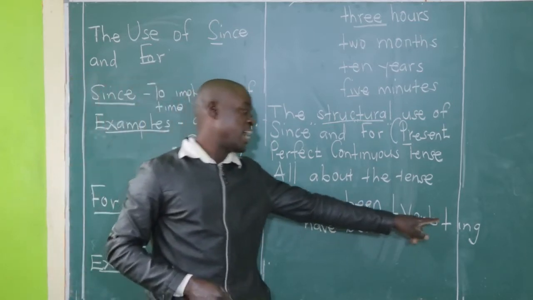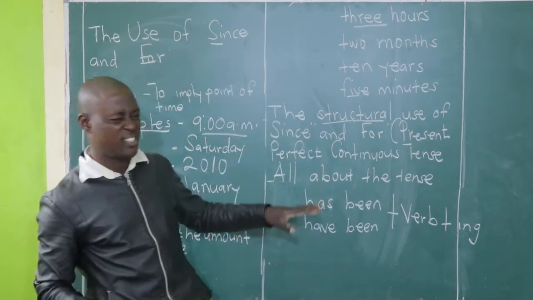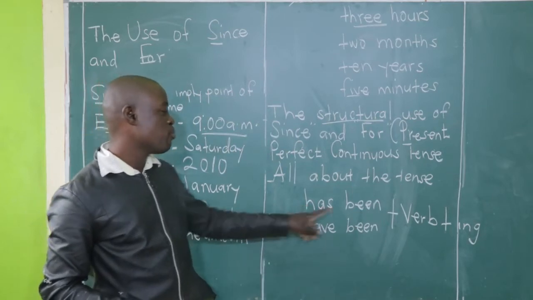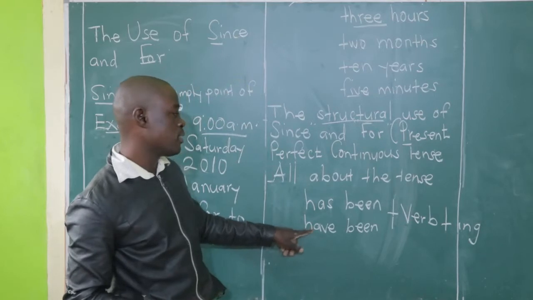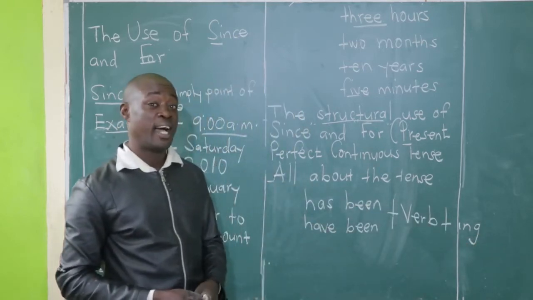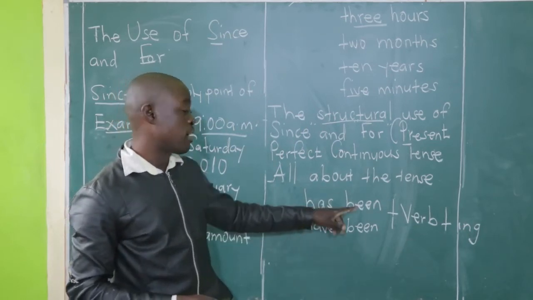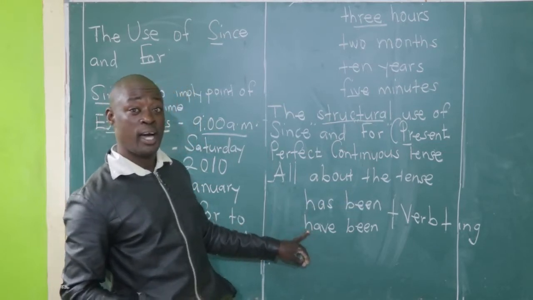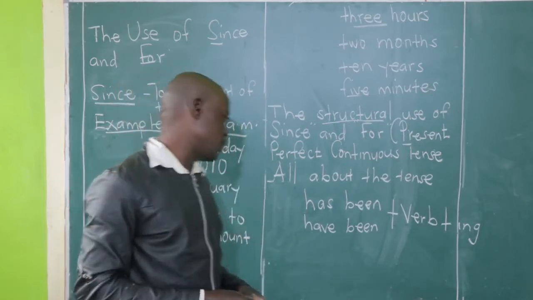So the present perfect continuous tense has something to do with the use of has been, get a verb and add an ing. This is a plus sign. I'm not a mathematician. It may not be that beautiful, but I intend to write a plus sign. Has been plus a verb plus an ing ending, or have been plus a verb plus an ing ending. For example, she has been digging. That is present perfect but continuous. They have been looking after the cows. That is present perfect continuous.